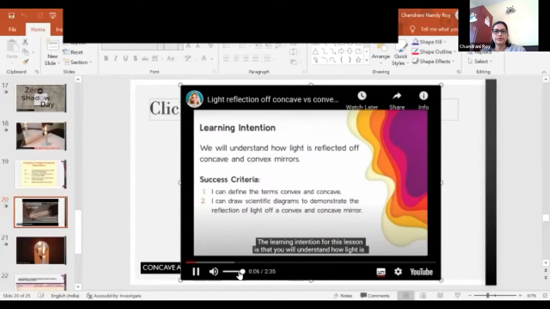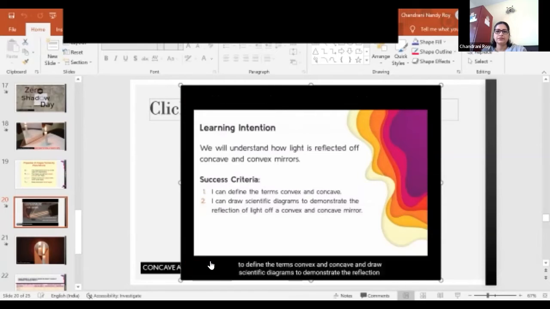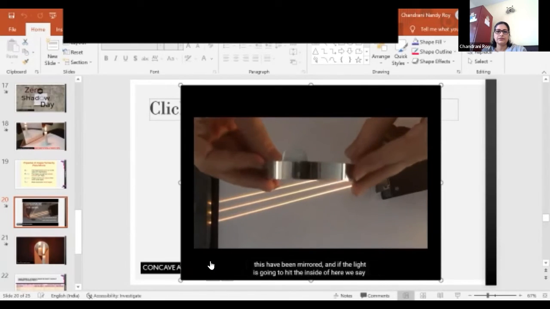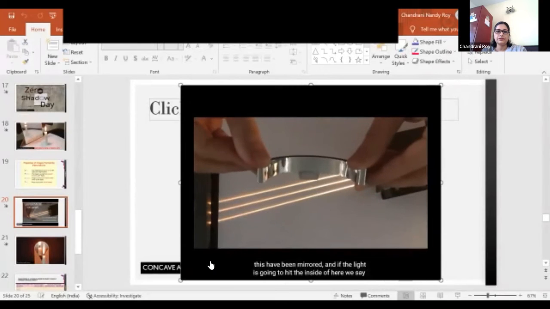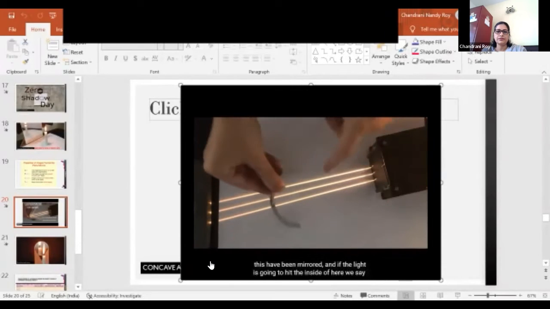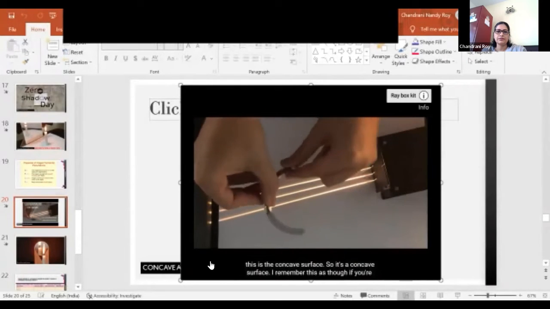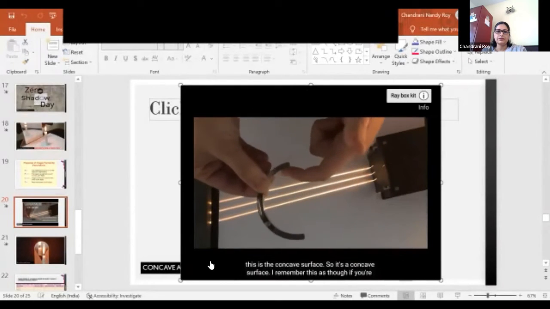The learning intention for this lesson is that you will understand how light is reflected off concave and convex mirrors, and draw scientific diagrams to demonstrate the reflection of light off a convex and a concave mirror. Here I've got a round mirror. Now both sides of this have been mirrored, and if the light is going to hit the inside of here, we say this is the concave surface. So it's a concave surface.